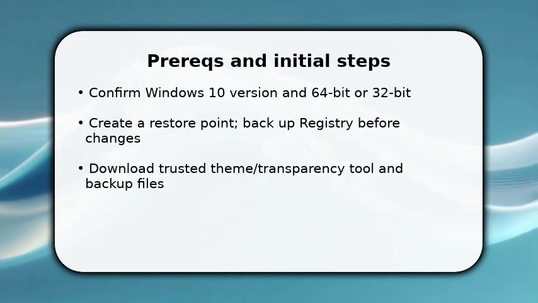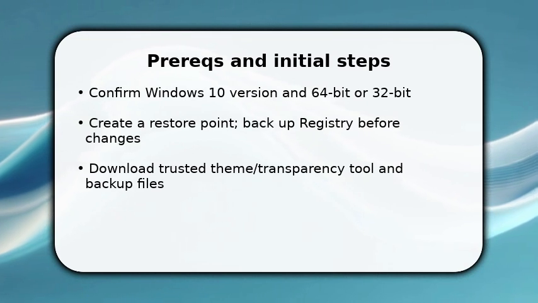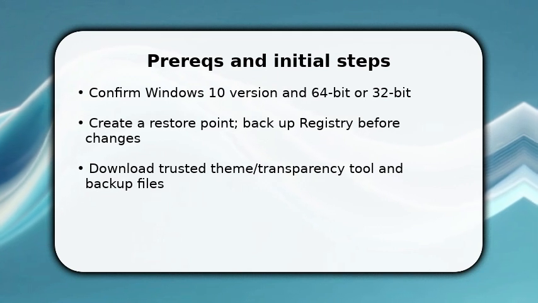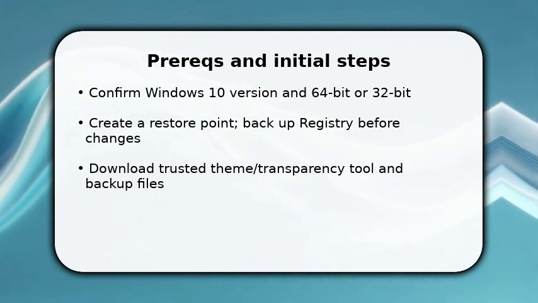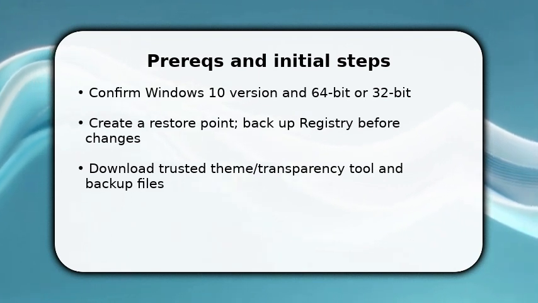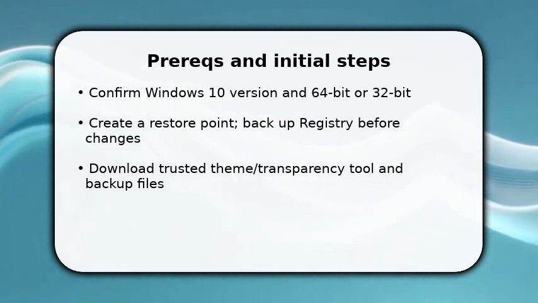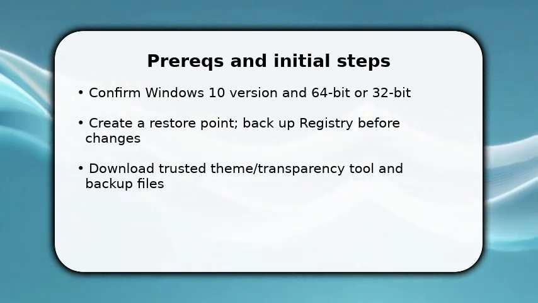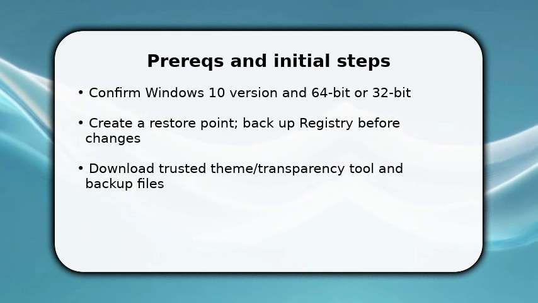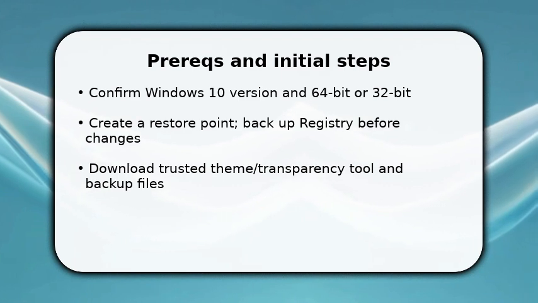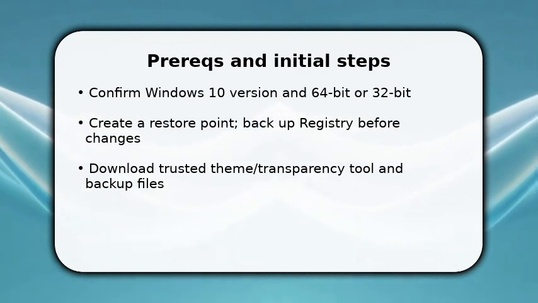You start by verifying Windows 10 build and whether you run 64-bit, because system files differ. This matters for compatibility. Once done, create a system restore point and export the registry key you'll modify so you can revert easily. Make sure to download a reputable transparency utility or the correct theme files and keep them in a dedicated folder. You do these now to reduce risk and to make later steps predictable and reversible, so proceed only after backups are complete.